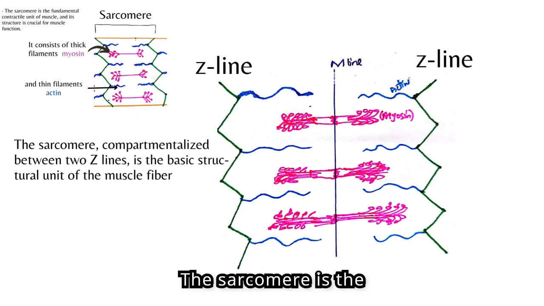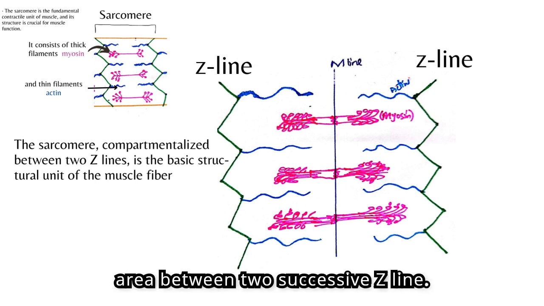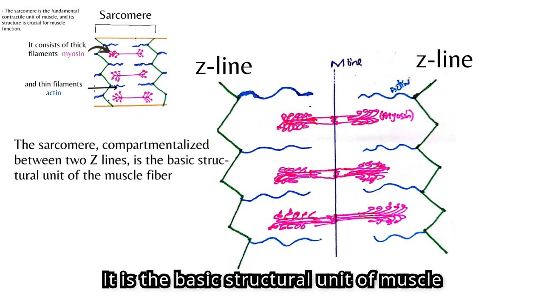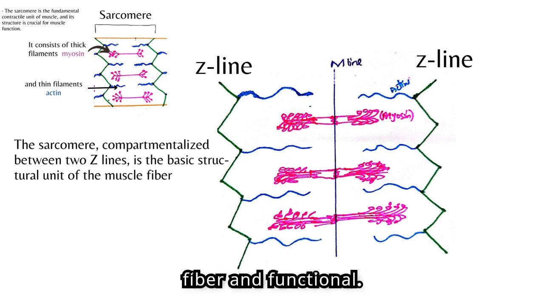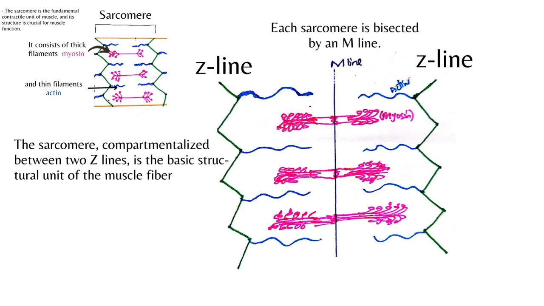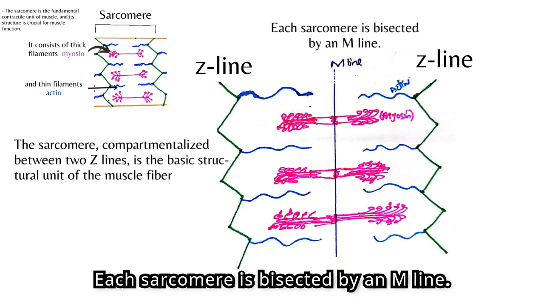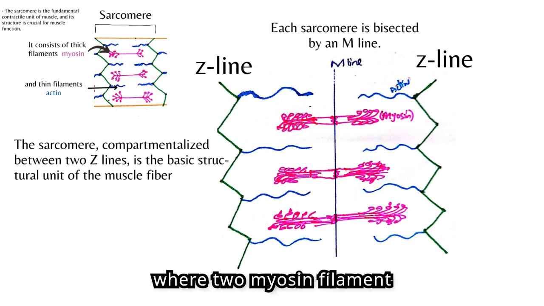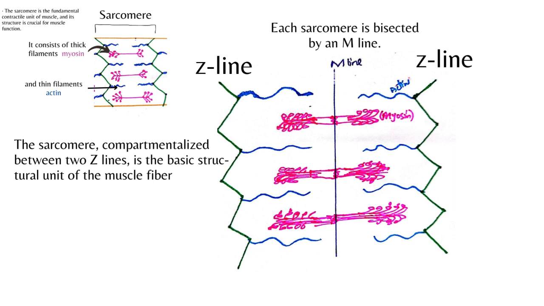The sarcomere is the area between two successive Z-lines. It is the basic structural unit of muscle fiber and functional too. Each sarcomere is bisected by an M-line. M-line is the midline where two myosin filaments meet.